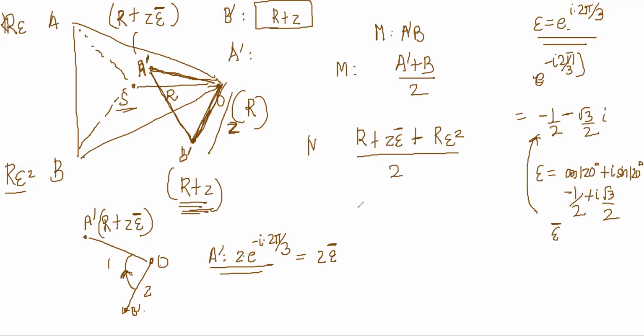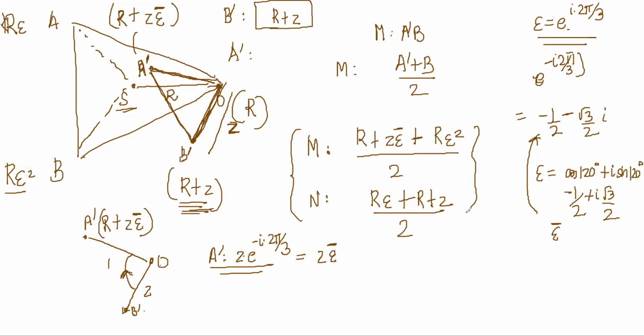This is M. And what is N? N was the midpoint of A B dash, right? A B dash, correct? So A was RE and B dash is R plus Z. By 2, midpoint. I'm doing by section formula. Everyone agrees, right? Yes, sir. So M and N coordinates I have found.